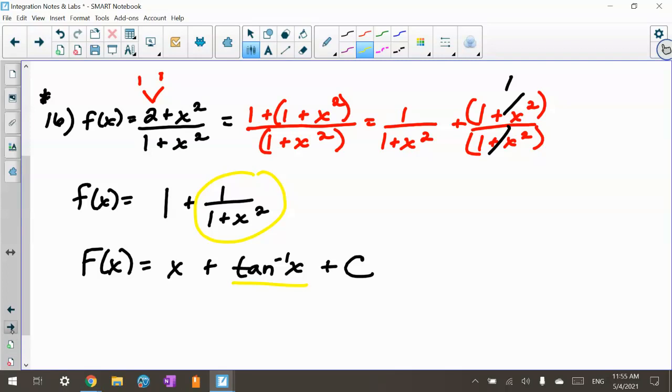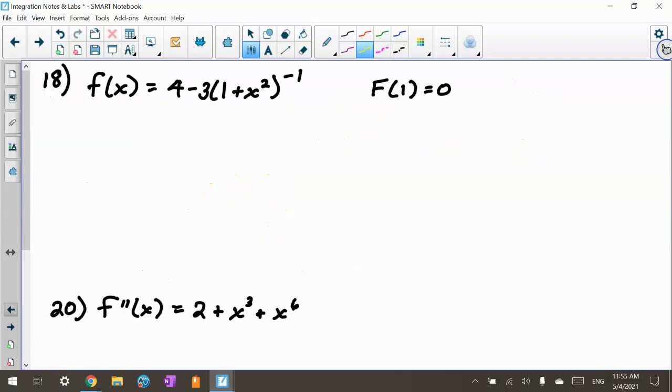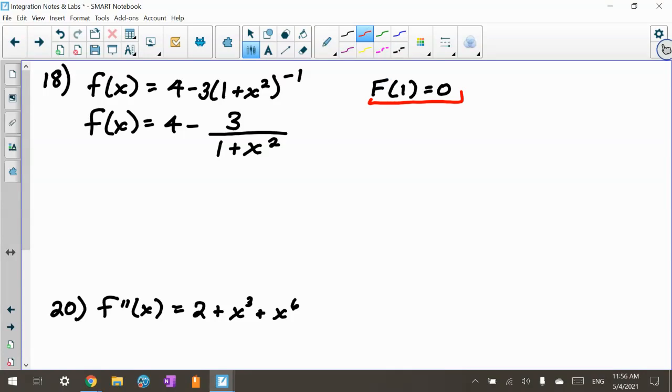Okay, so let's try 18. 18 is kind of set up a little weird. And they gave us some information. So here I have f of x equals 4 minus 3 times 1 plus x squared to the negative 1. So I'm just going to rewrite it this way: 4 minus 3 over 1 plus x squared. That kind of looks like inverse tan to me. And notice they gave us f of 1 is 0. Now that's a capital F, so I have to do the antiderivative, and hopefully that'll help us find our constant c.